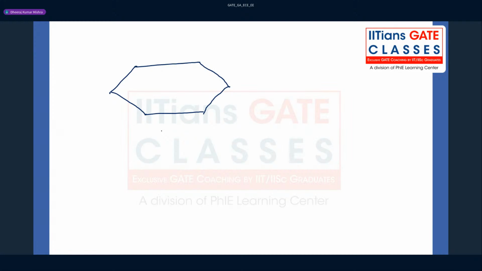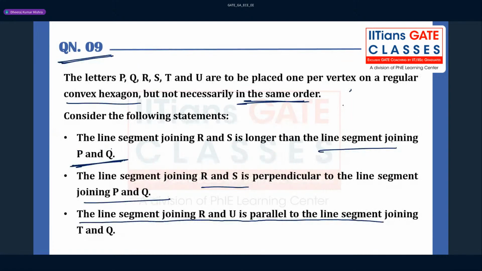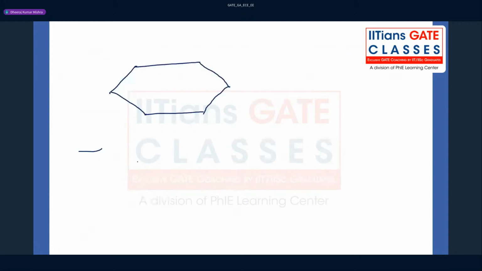Okay, so what we have is given according to the question using the given statements. So it is going to be a regular hexagon, you can say. Then let us go to the first statement. The line segment joining R and S is longer than the line segment joining P and Q, right? So you can understand that. Suppose this is P and this is Q, and this is R and S, because this is going to be longer compared to this.